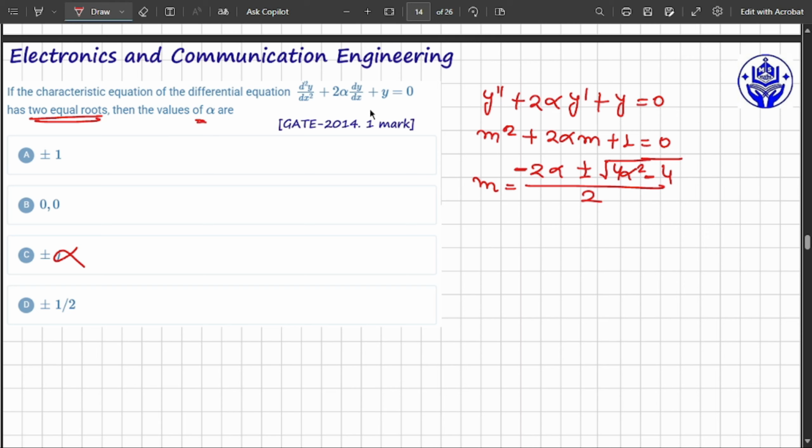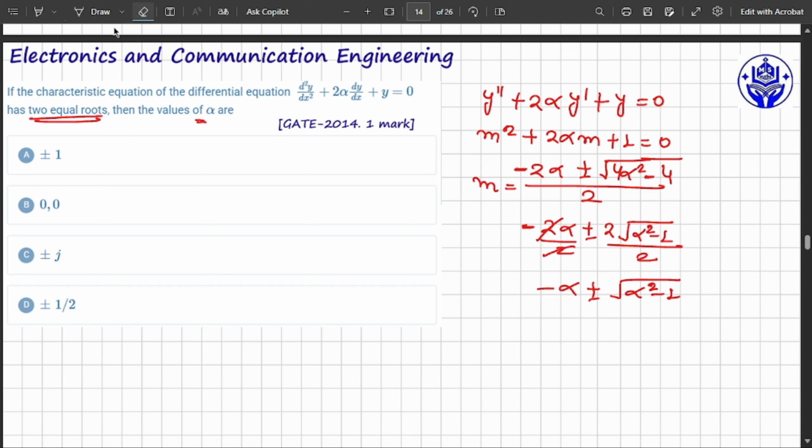If we put here, see, we have this case, then we can find the roots from here, that is minus 2 alpha plus minus, divided by 2, and from here we can take alpha square minus 1. Then it will be minus alpha plus minus the root of alpha square minus 1. For real roots, my alpha is a real number from here.